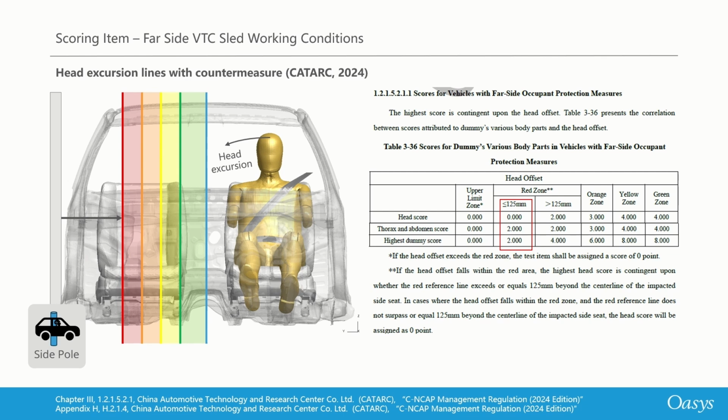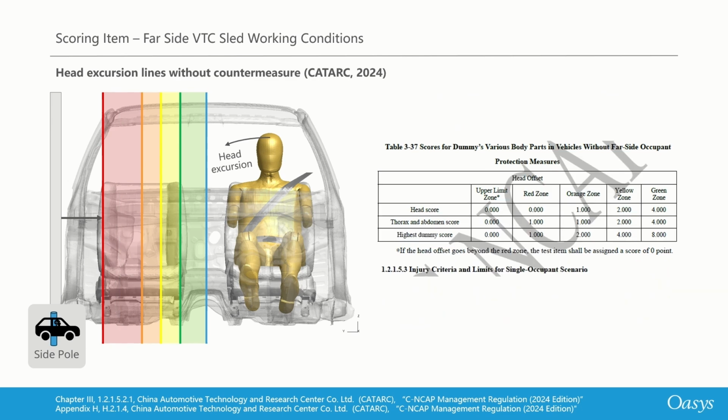All of these scorings are automatically calculated for you in the reporter templates. If you don't have any far side occupant protection measures, i.e. no airbags, then the scoring is much more stringent. However, you won't need to perform the airbag validation.